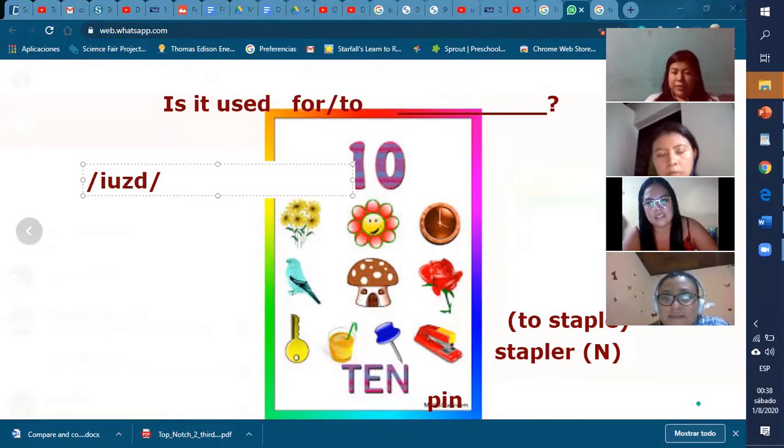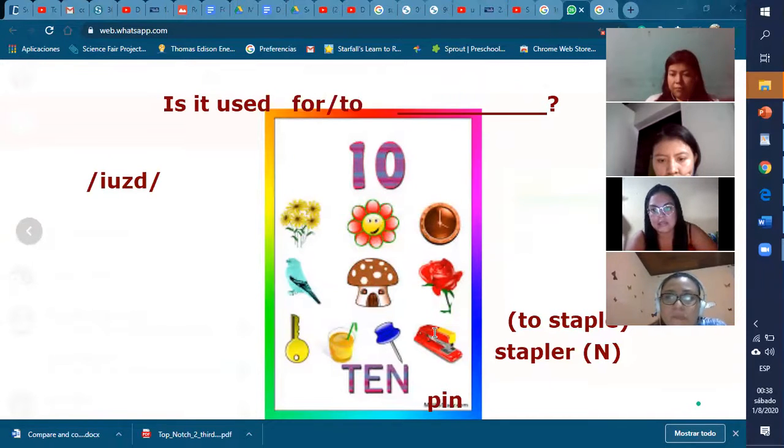So what's the answer, guys? Paper. It's a stapler. You got it. Very good. It's a stapler. That's the answer. Okay, good job. Okay, one more time.